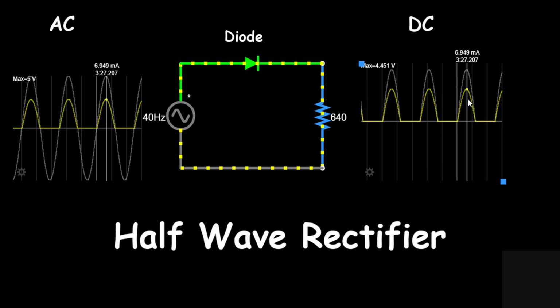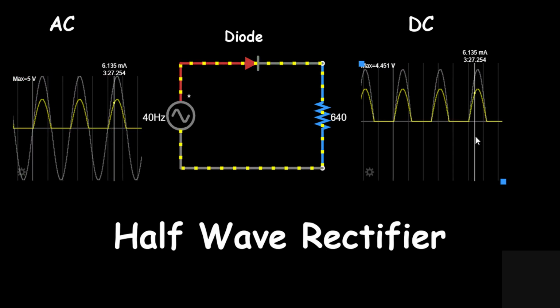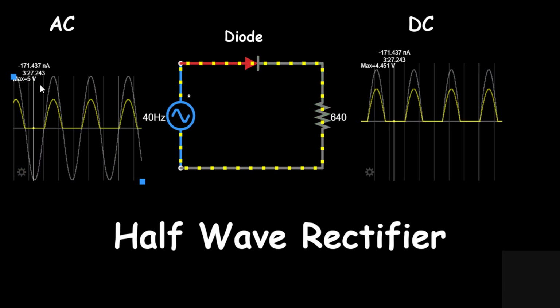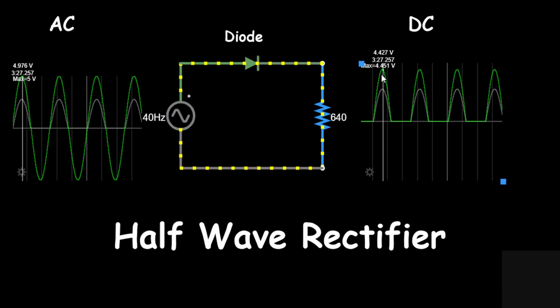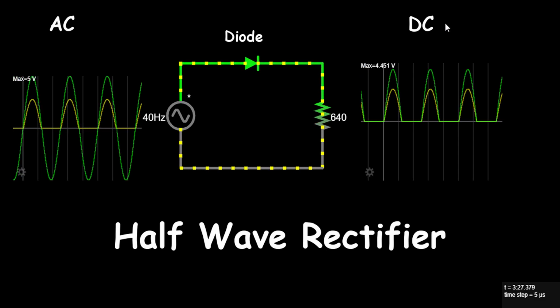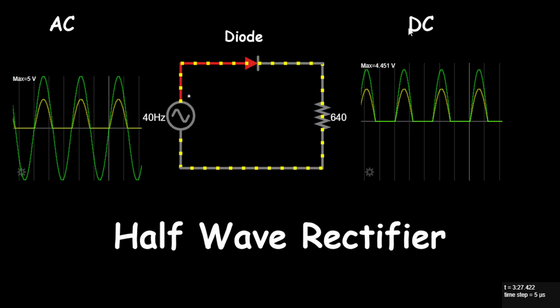It's important to note that the peak value of the output voltage is slightly less than the peak value of the input voltage. This is due to the forward voltage drop across the diode, which is typically around 0.7 volts for silicon diodes. Hence, the peak output voltage in our example is approximately 4.451 volts.